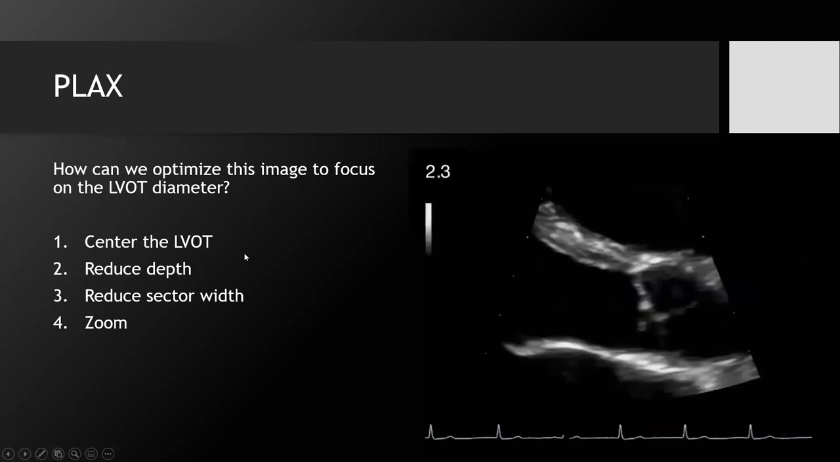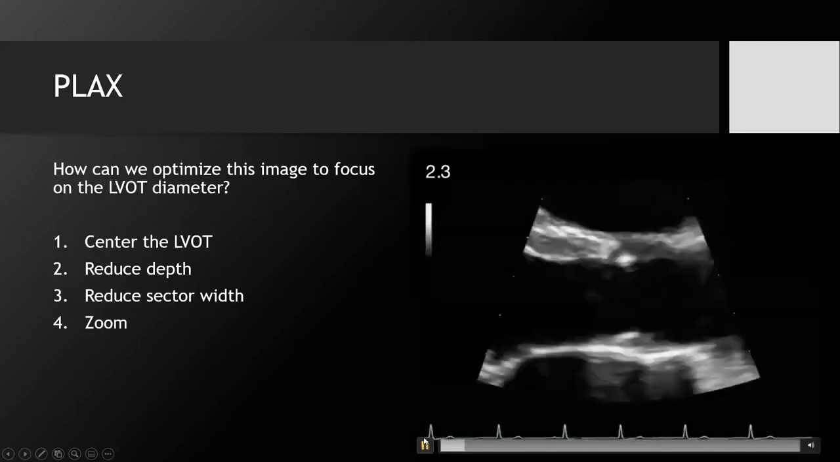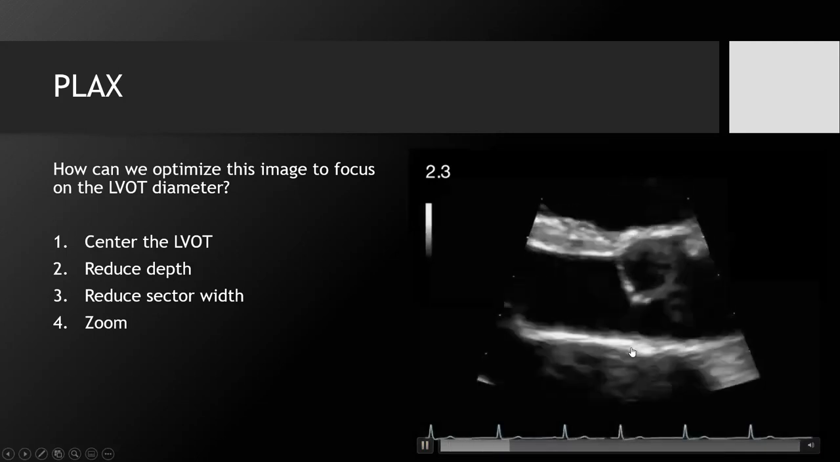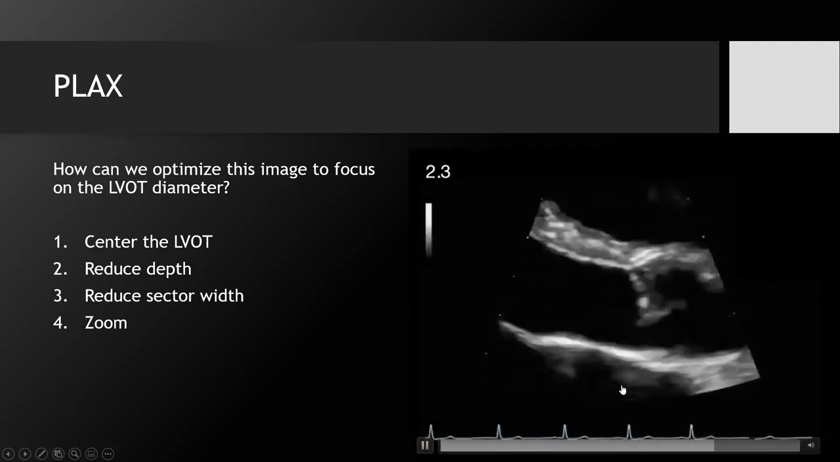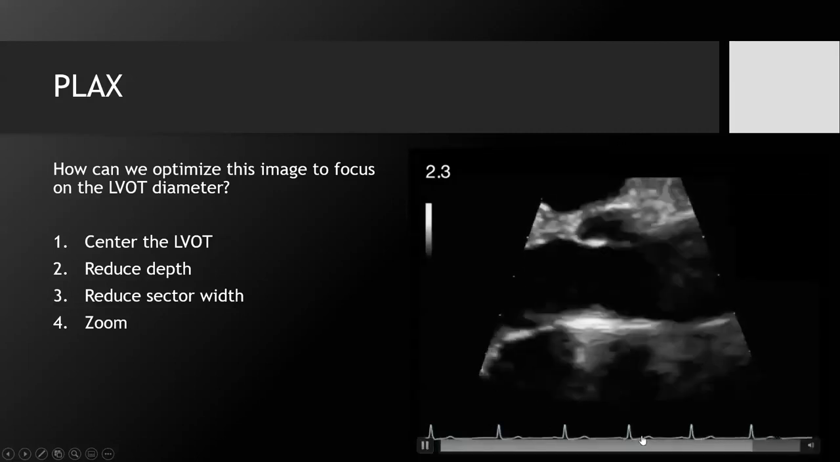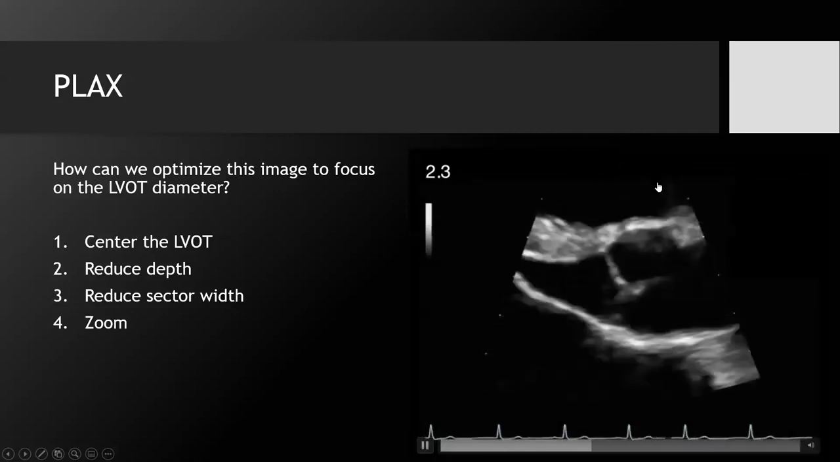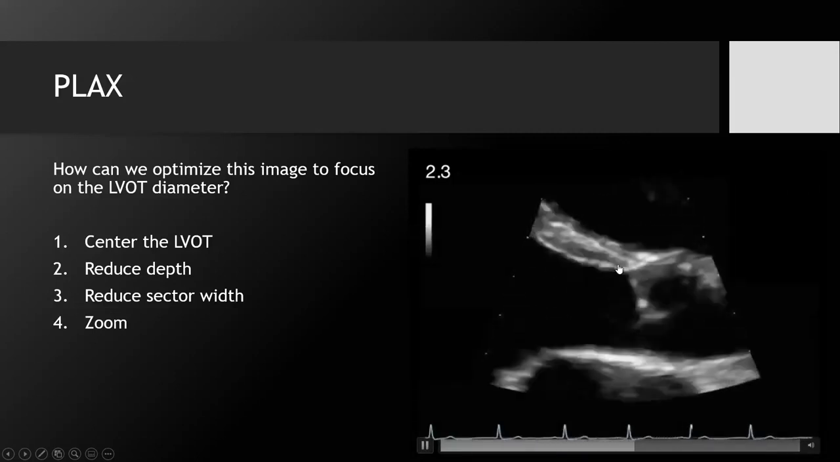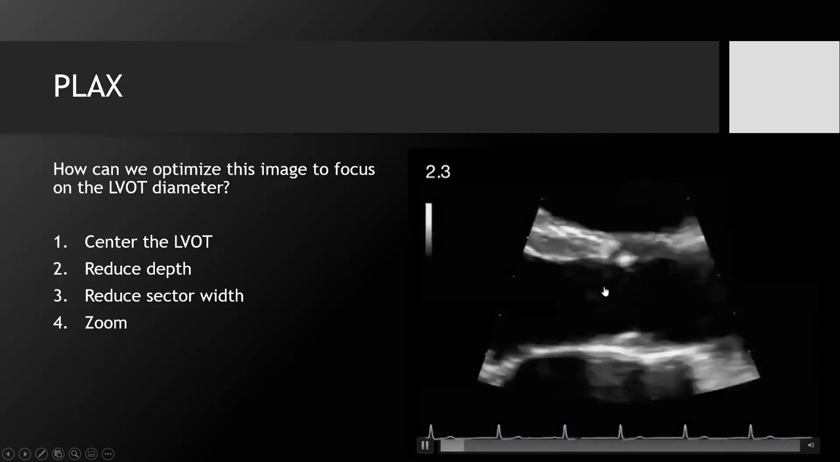And when you do all these, your echo might look something like this, right? Centered, narrowed sector width, reduced depth. And you see the RVOT is gone because we've zoomed. Otherwise, reducing your depth wouldn't eliminate the RVOT. So this is also zoomed, right? And now you're having a really nice view of the aortic valve leaflets opening and closing.